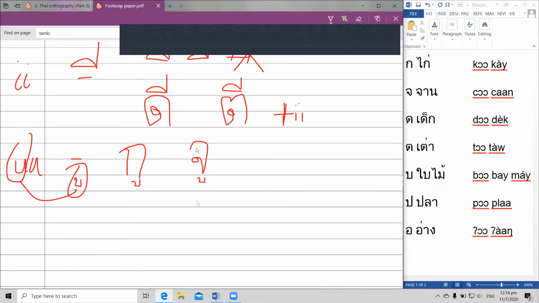Okay. This is chu. What about popla? Okay. We write it like that. We write it on the right half of the consonant. We cannot write it this way. Do not write it this way. And definitely do not write it this way. Okay, these are the wrong positions.